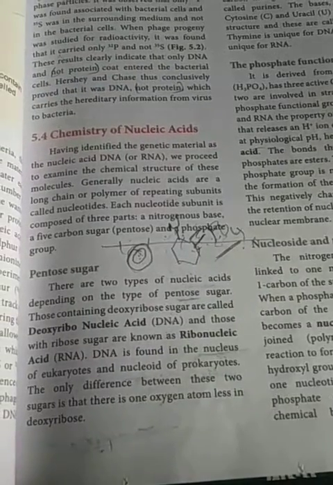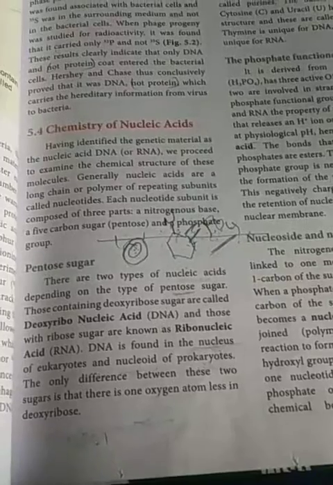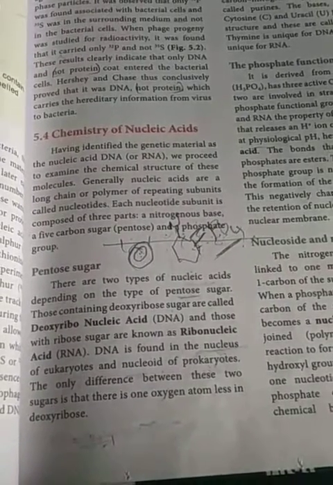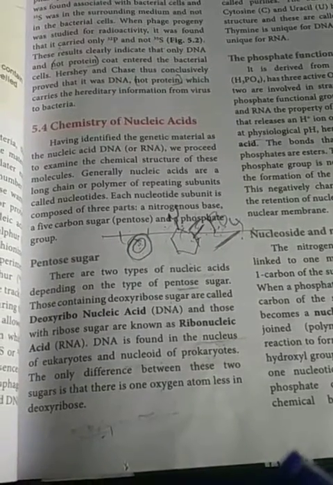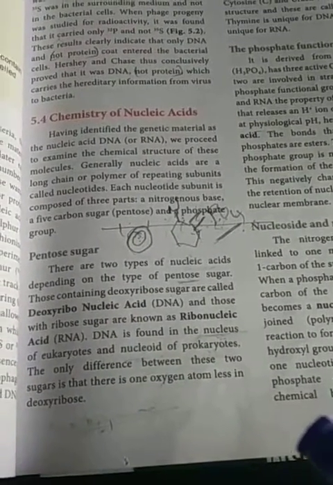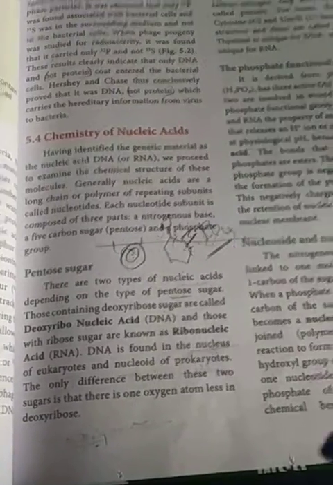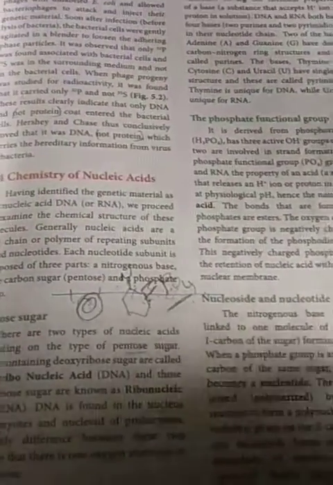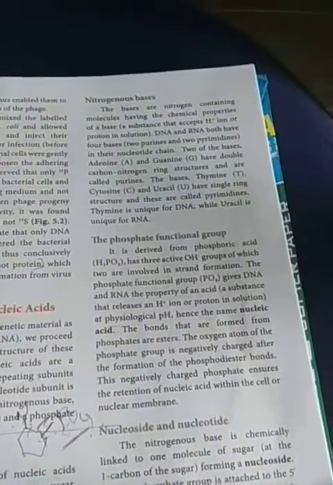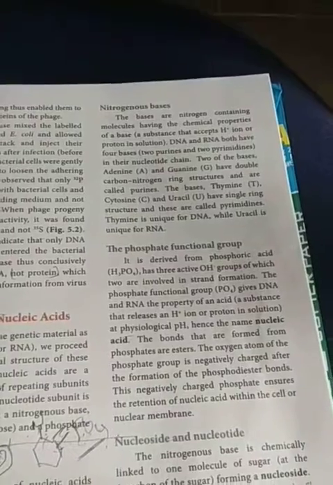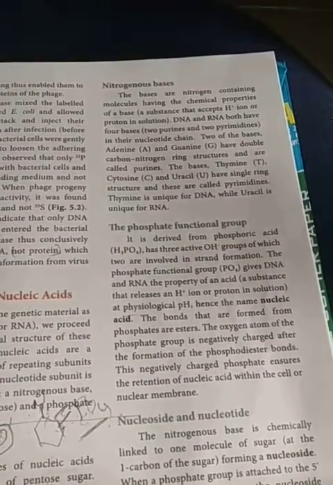Then we have seen the chemical structure of nucleic acid. Nucleic acid is made of repeated subunits of nucleotides. The nucleotide has three parts: a nitrogenous base, a 5-carbon sugar, and a phosphate group. That we have discussed. The sugars are deoxyribose sugar and ribose sugar. In DNA and RNA, there are 4 nitrogenous bases.